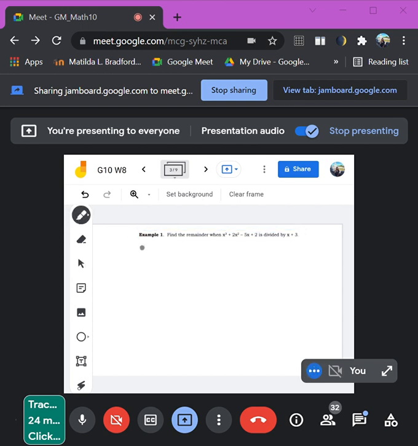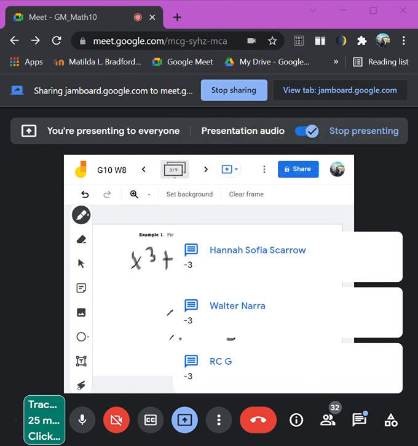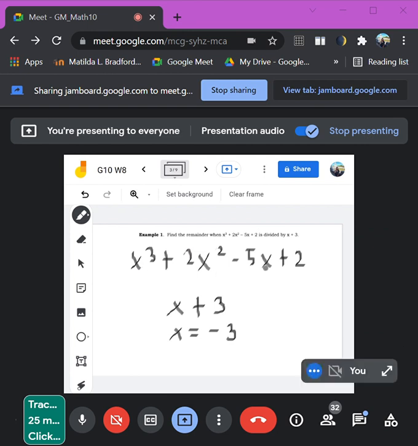Okay, so you have there x cubed plus 2x squared minus 5x plus 2. The first thing to do, class, is to take the divisor and change it into x is equal to a. So what will happen to our x plus 3? From positive 3 it will become negative 3. And that negative 3, class, you are going to substitute for all of the x in your given dividend. So x is equal to negative 3. We just substitute it.